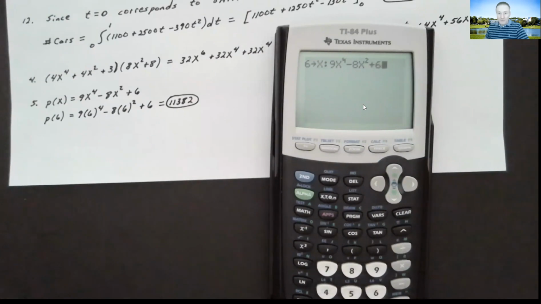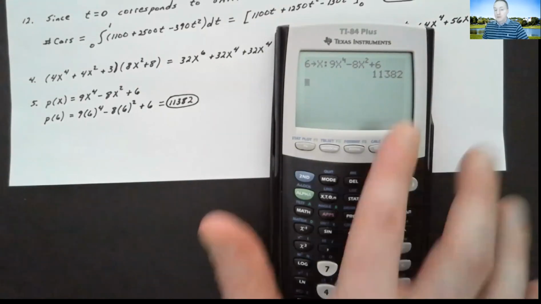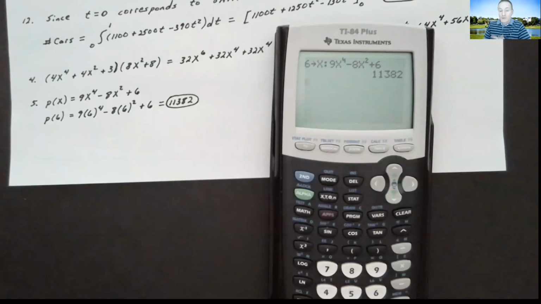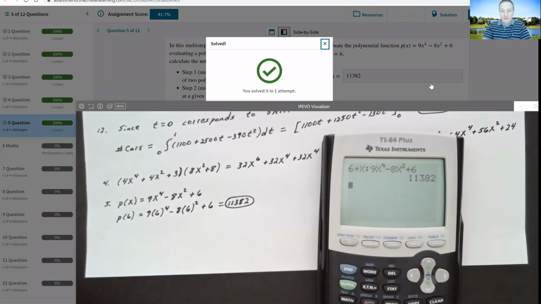Of course, you don't have to do it this way. It's an easy problem no matter how you do it. But this is one quick and easy way, and especially useful if you have multiple variables in your problem that you're trying to evaluate. You just don't want to sit there and plug them in yourself. So I'm getting 11,382 for this one. I'll go ahead and enter that in. Check that answer, and Achieve says absolutely, of course.